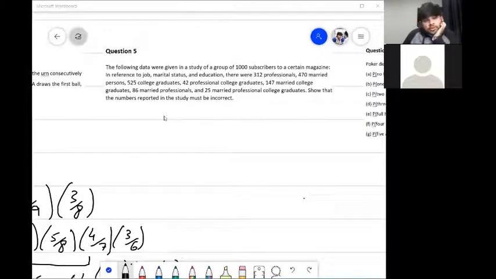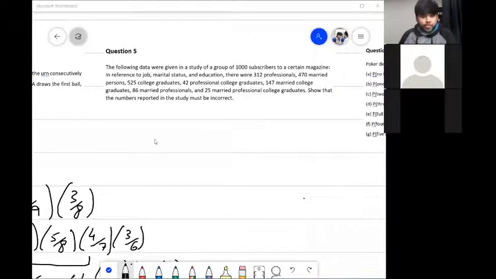Okay. Professional, parallel to college graduates. Show that the numbers reported in the study must be correct. Personally speaking, I love these proof questions in probability because you're always concerned whether what you're doing is right or not. If they've asked you to show something, and particularly if they say show that this value is this value, it's great because you will 100% know whether what you're doing is right or not. So questions like these are your friends.